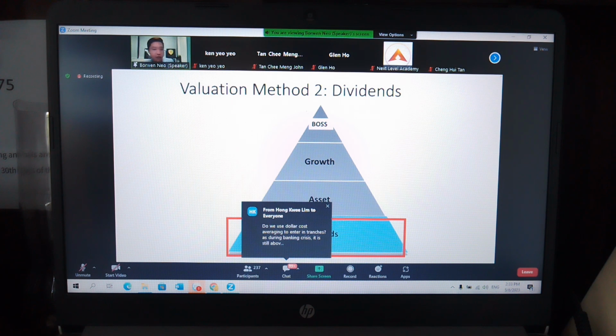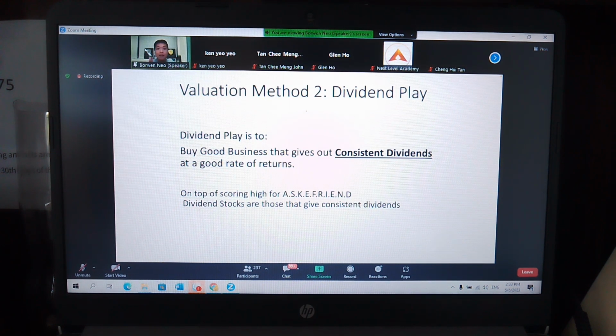So the next valuation method is on dividend. This will be very useful for companies that are giving dividends, but not just normal dividends. We want to make sure that the business gives out consistent dividends, which means every single year they give out dividends. If sometimes they give and sometimes they don't, then I wouldn't even classify this as a dividend company. You get me?